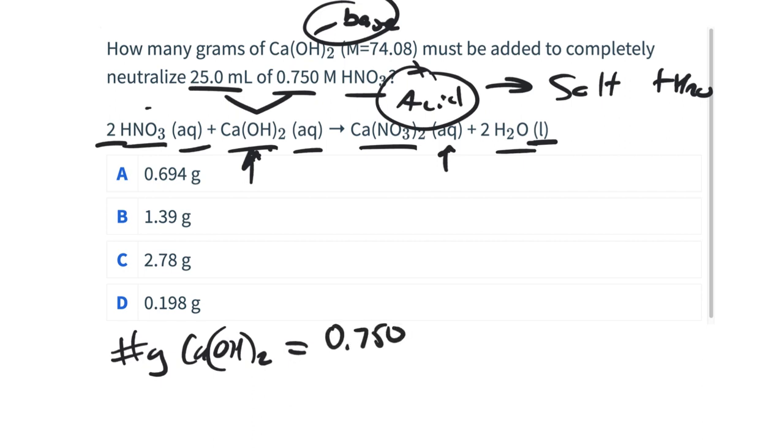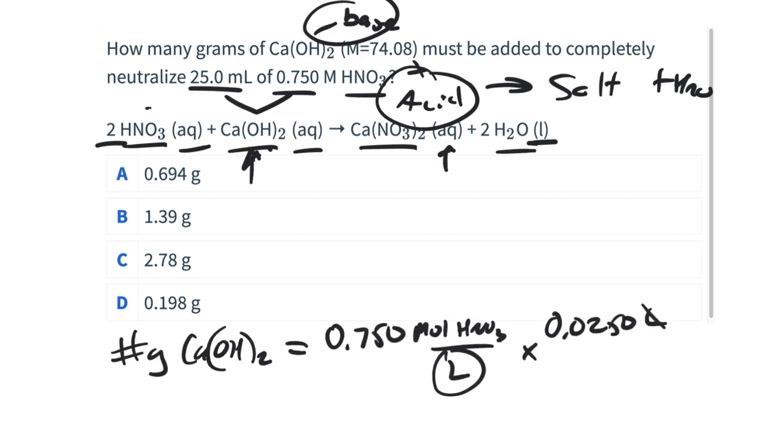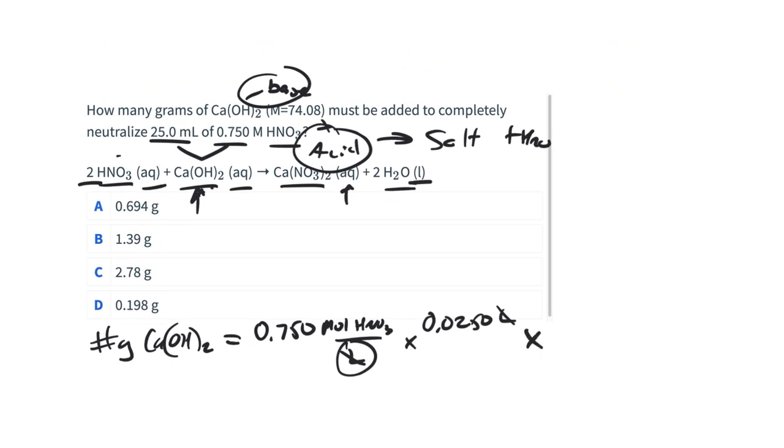I might start with the 0.750. And again, this is really useful if we write M as mole HNO3 per liter of that solution. It helps us see that we're multiplying by the volume. And it's per liter, so we go 0.0250 liters to cancel out. And then that would give us the moles of nitric acid present, and then we just want to use the coefficients in the reaction. For every 2 moles of HNO3, we need to add 1 mole of calcium hydroxide to react with it.